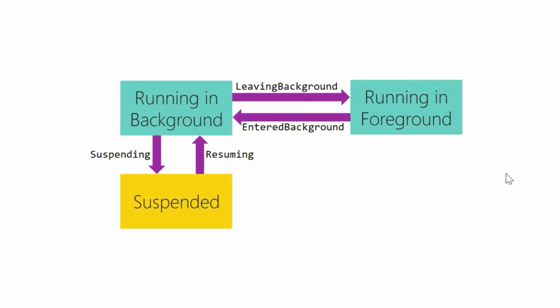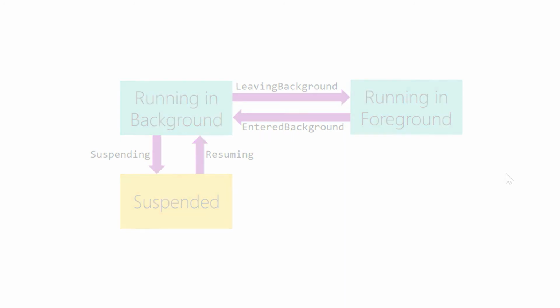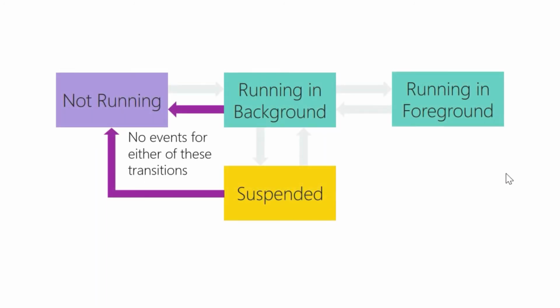The app class notifies you for many of these transitions. So any of these notifications here, these are candidates for when we might save the user's data and when we might restore it. Notice that you don't get any notifications when you're entering the not running state. Also, notice that there's a direct transition from running in background to not running. That means it's possible to go from running in background to not running without going through the suspended state.